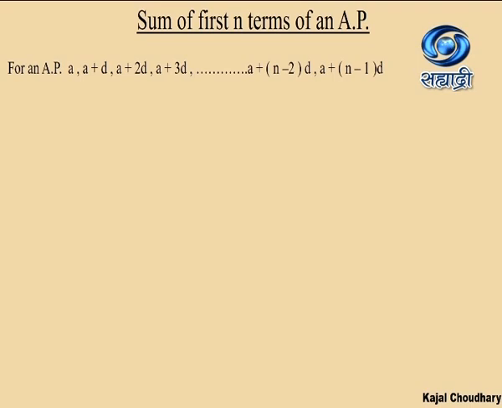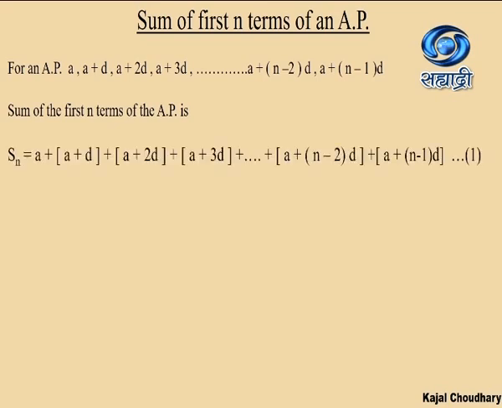Now, when we are talking about the sum of n terms, these are the n terms of an AP. Let us add the first n terms. When we add them up, the terms can be written as a, a plus d, a plus 2d, up to a plus (n minus 1)d. Now, we know that addition of numbers is commutative. It doesn't matter whether we add the numbers from the first number to the last number, or from the last number to the first number. The addition remains the same.